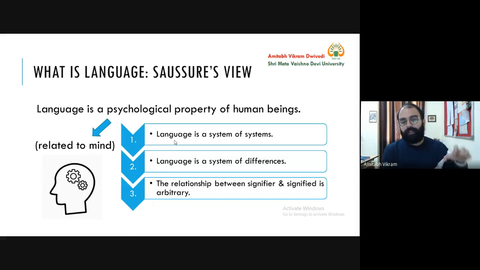Now similarly, we have another: language is a system of differences. Now what does it mean, language is a system of differences? Let's say dog, and if I change this letter D with letter F, then do they mean the same? No, they do not mean the same. They are different. Fog is something different and dog is something different. That means each sound and their placement is responsible for a specific meaning. That's why language is a system of differences.